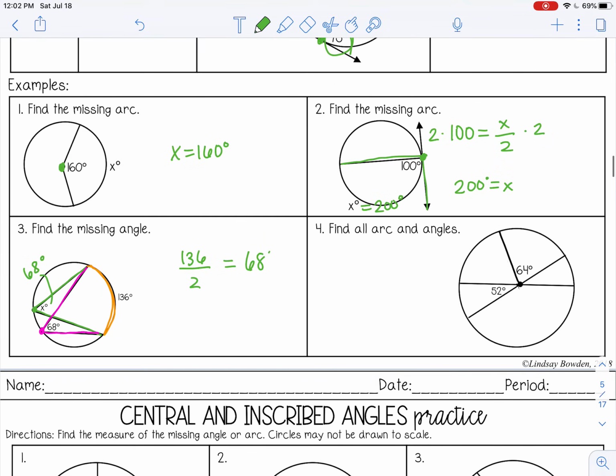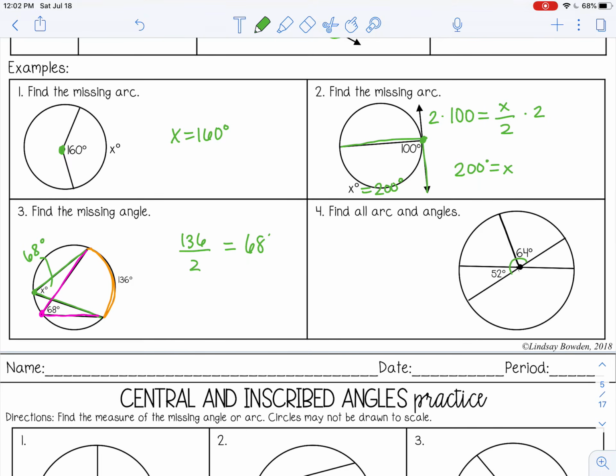All right, and then on number 4, we have lots of different angles and arcs here, but they are all central because their vertices are all the center of the circle. So let's start with what we know. So 64 degrees, because central angles and arcs are the same. 52 degrees and 52 degrees here.